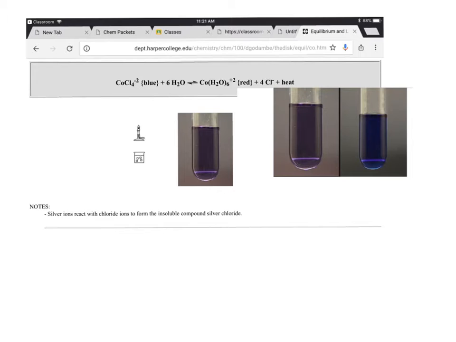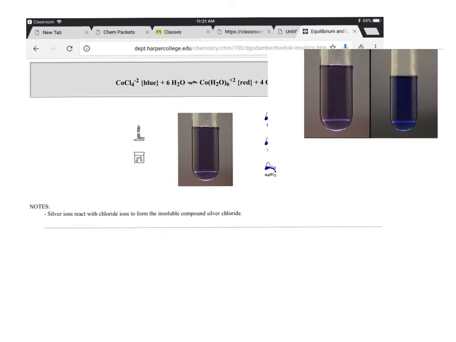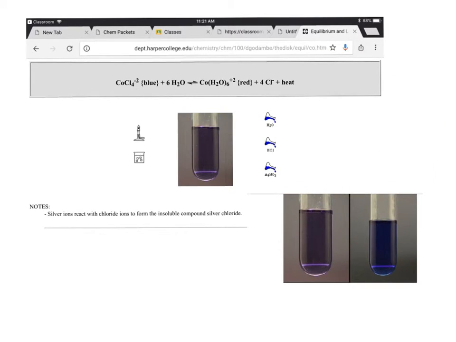And finally, our last one. Here we're adding potassium chloride. And so potassium chloride, if it's a solid, when you put it in water, will break up into aqueous ions, potassium and chloride. And so we're adding chloride ions here. So we're increasing the concentration of chloride ions.